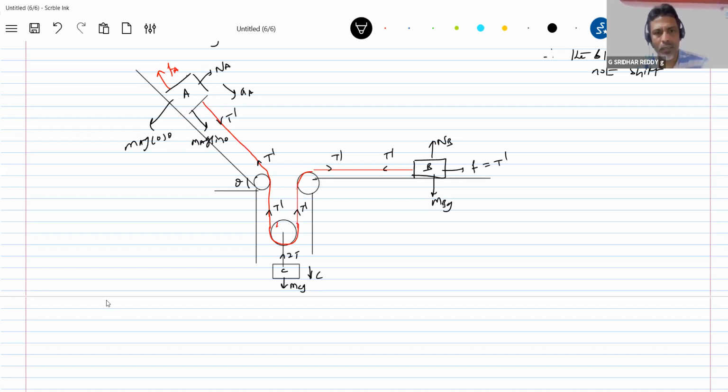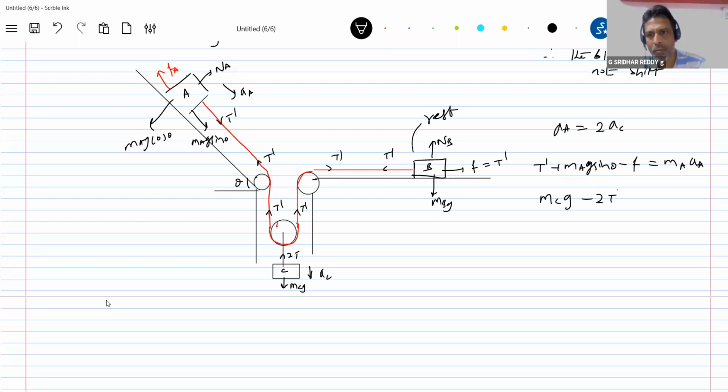So let's write the constraint equation. Block B will not shift, so only blocks A and C are moving. Any constraint equation for them? If this moves by 1 meter, then acceleration of block A equals 2 times acceleration of block C. Then the equations: T dash plus MAG sine theta minus FA equals MA into acceleration of A. Then MCG minus 2T dash equals MC AC. And now you can ask the question, sir, why did you take some other tension?